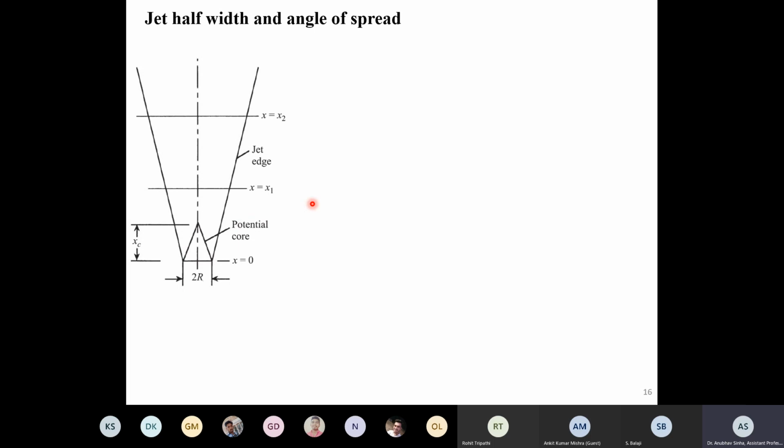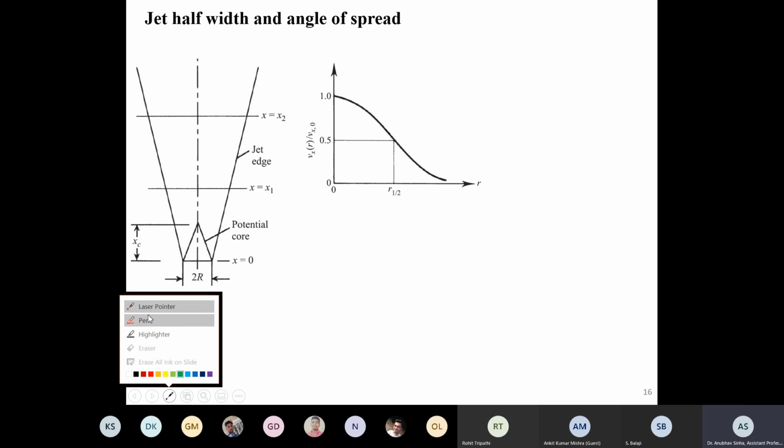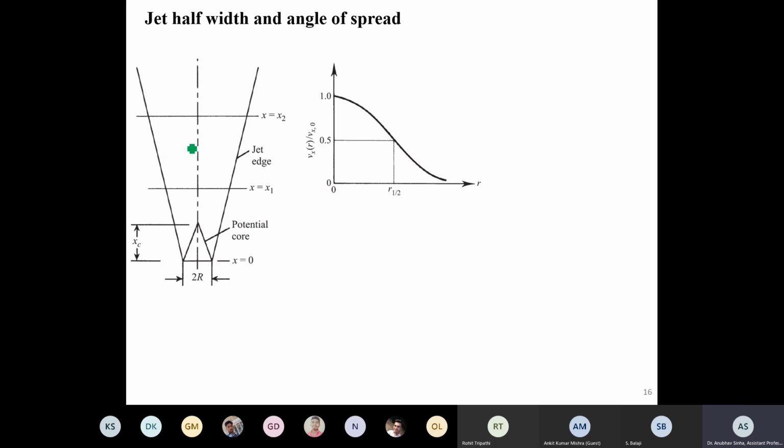So for this jet, how will the velocity vary? Velocity at any point will be maximum here, and it will go down at the edges, the jet edge. So velocity will be like that, right? You all are with this? Yes, sir. Now this is the maximum velocity. Let us say that this is Vmax, and it is slowly going down.